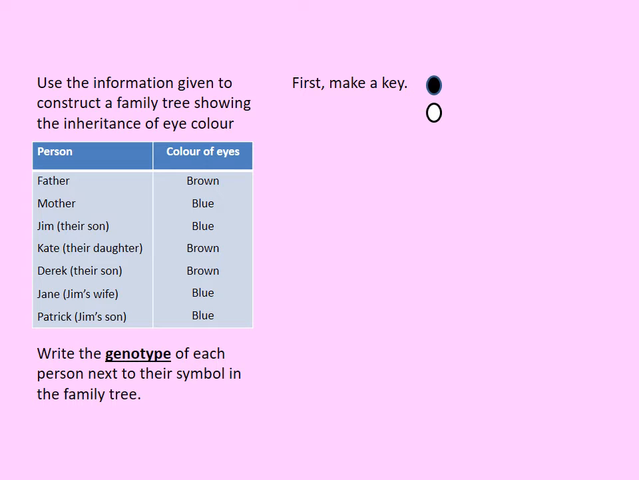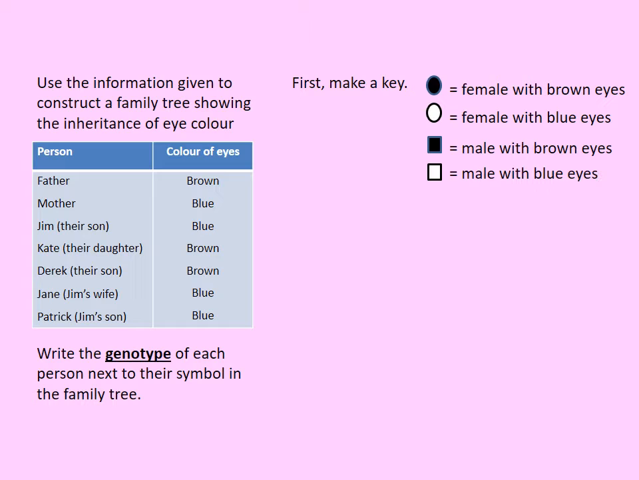Similarly, I need a similar symbol for men. So men, they're just going to be a square, and if you're male with brown eyes, you're going to be a black square. If you're male but you've got blue eyes, you're going to be a white square. So that's just showing what our key is up the side here. So I just need to work through this information that I have here and produce a family tree. And I'll talk you through how you do that.